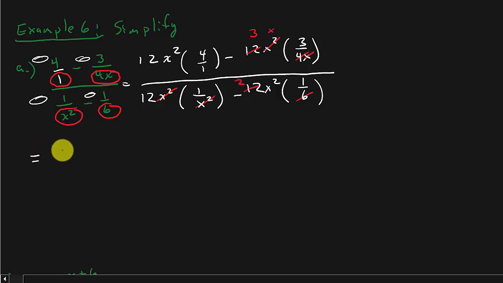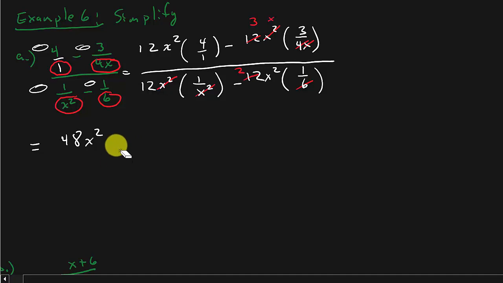And so this is going to be what? 48x squared. 4 times 12. It's 48, and then the x squared. Minus, and then let's see what we got. Minus 9x. 3 times 3. Over, the x squareds are gone, so that's 12 minus, and then that's going to be 2x squared.